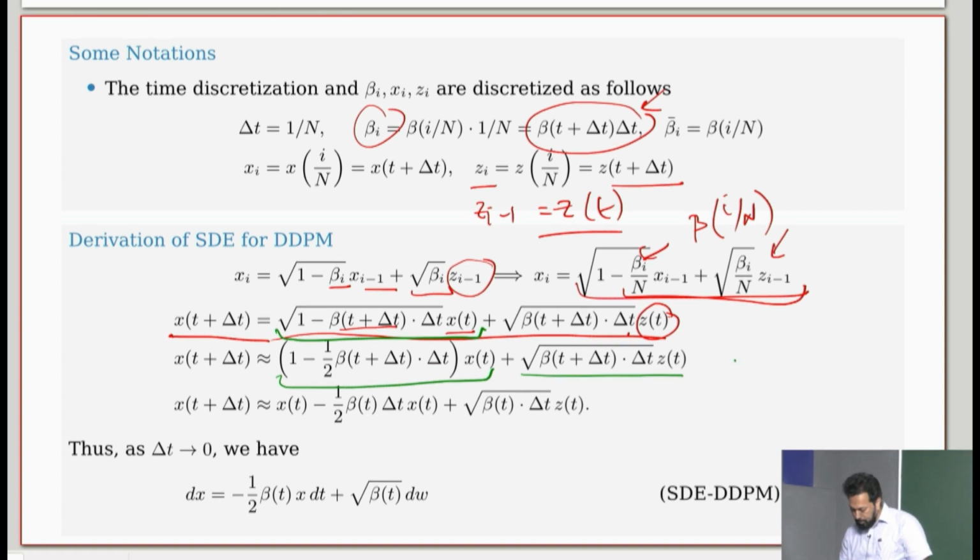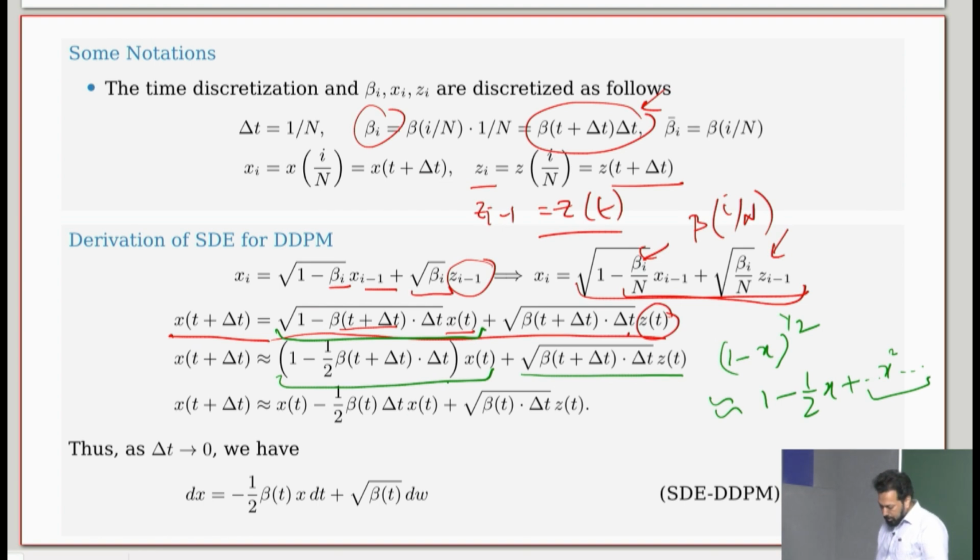So we did some expansion here. This is of the form (1 minus x) to the half, and this is written like 1 minus half x plus, and then some x square term or something. There is an expansion for this, right? So basically we ignore the higher order terms. That is being done here.